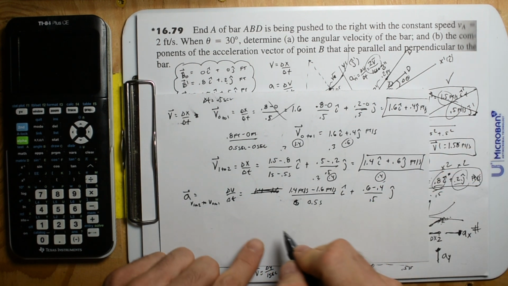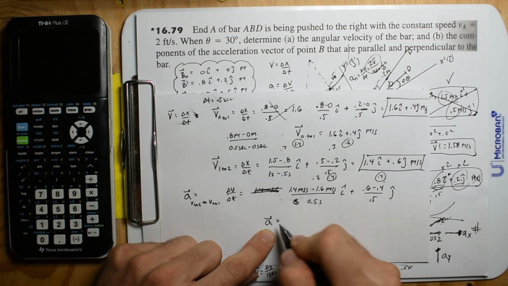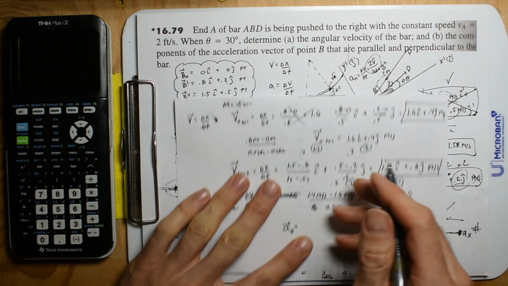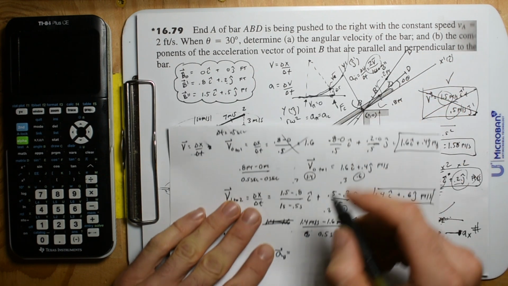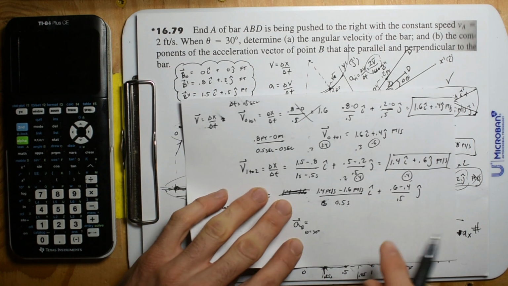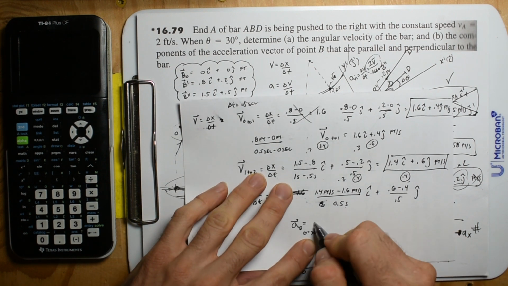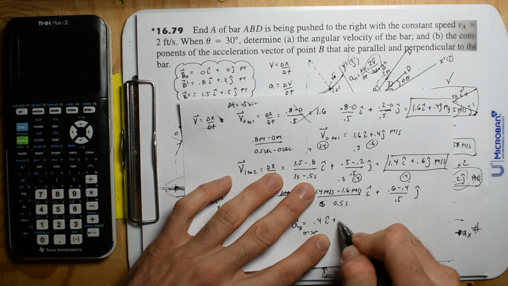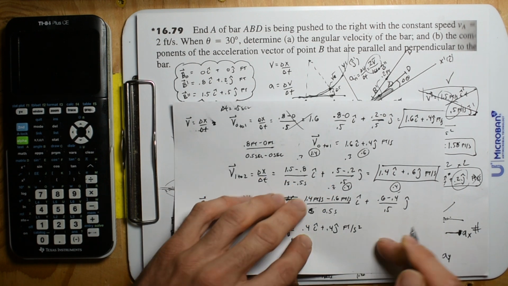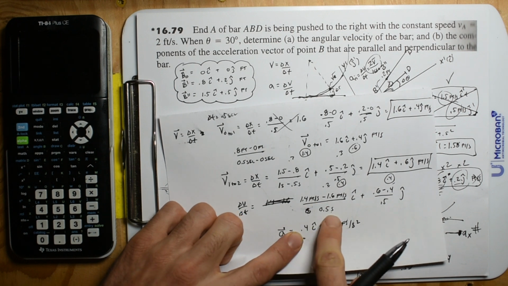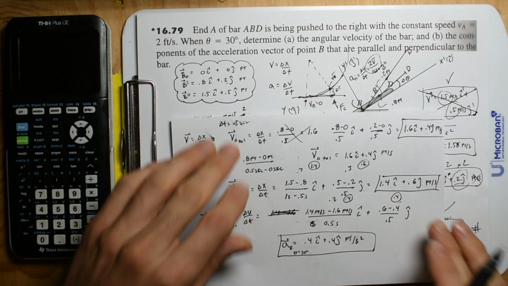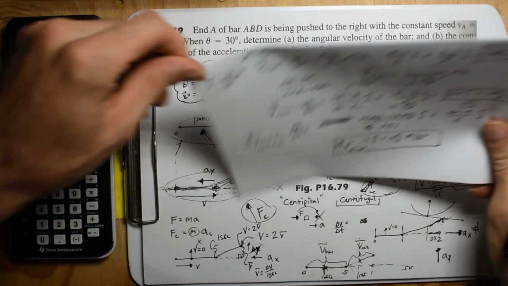So we have an acceleration, and I'll just say the acceleration at B now is, because that's what we're trying to find, the acceleration at B when theta is 30 degrees. We're going to have 0.4 i hat plus 0.4 j hat feet per second squared. That's the units on it, feet per second divided by second. That's the units of acceleration.